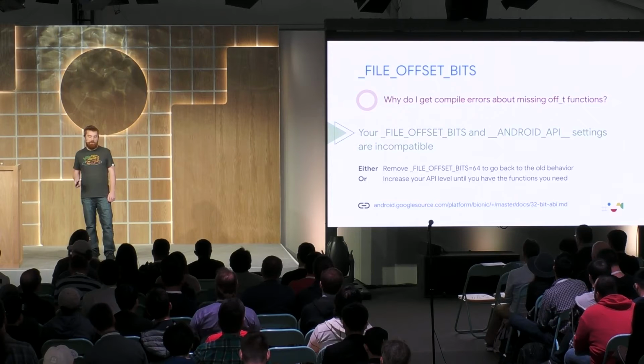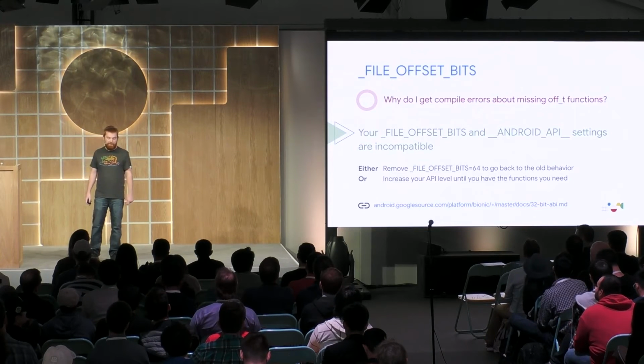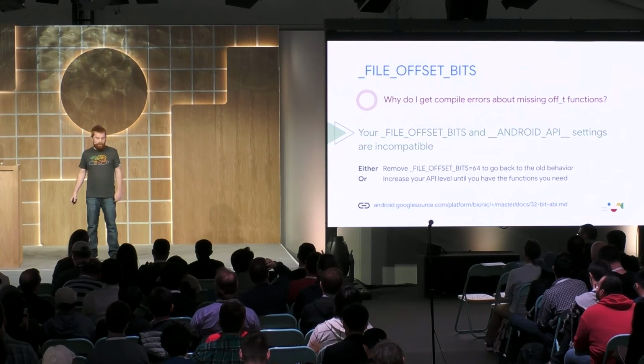Fortunately, the fix for this is extremely easy. If all you want is the old behavior back, grep through your project, find the line that says file offset bits. It'll be in either one of your build scripts or possibly in one of your source files. Just delete that line. Everything will be back to the way it was.